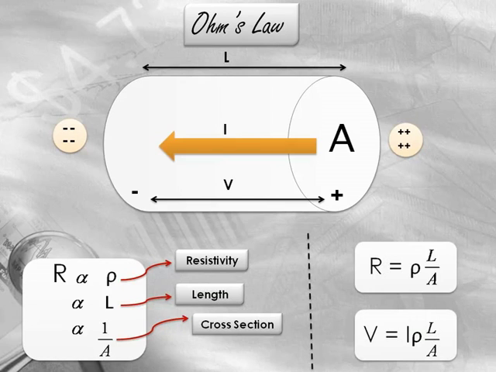But how is the electric field, which triggers this whole charge flow process, related to the current? We can use the same V = Iρ L/A formula to calculate the relationship between the electric field and the current density. Current density is nothing but the current per unit area flowing through the object.